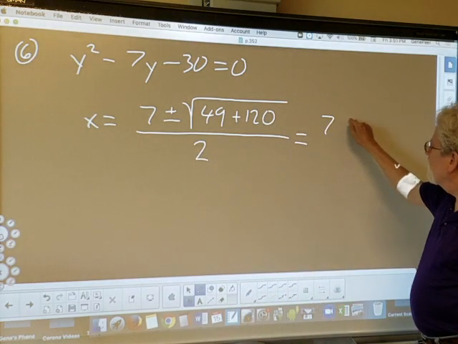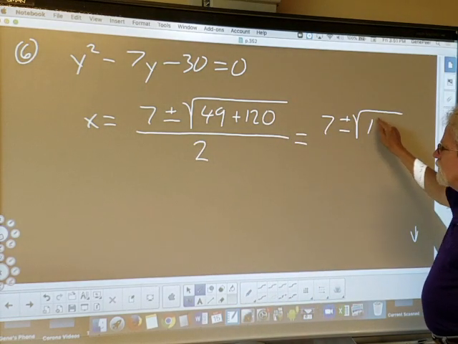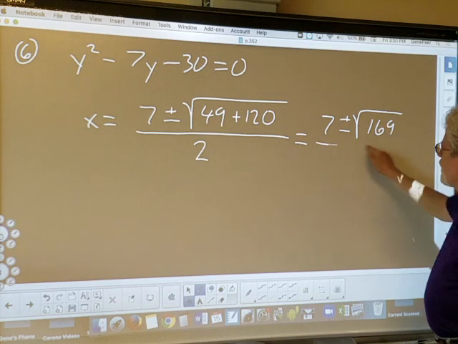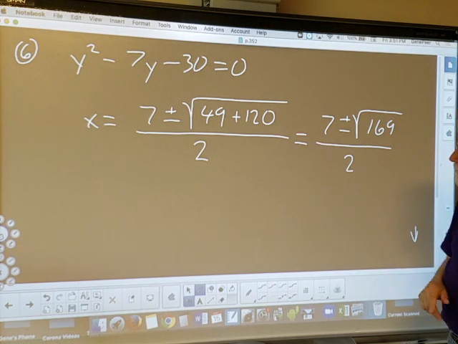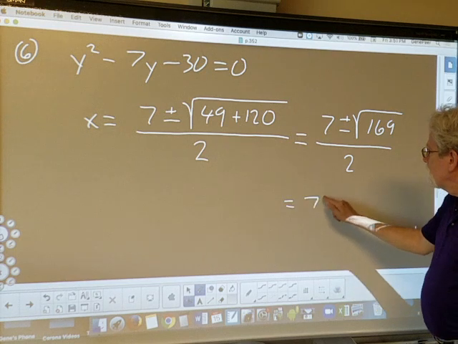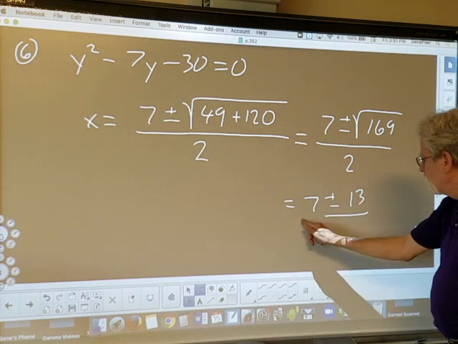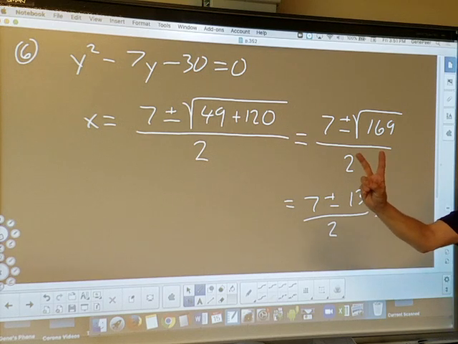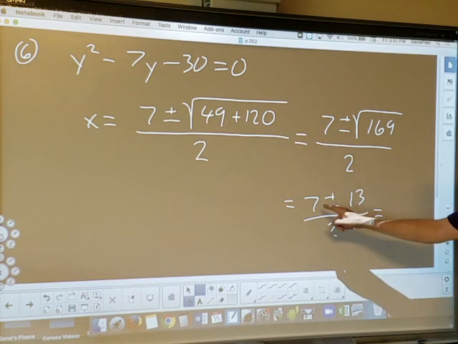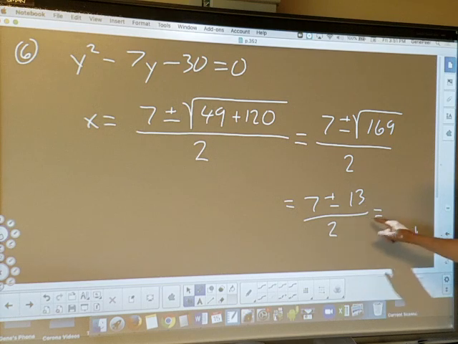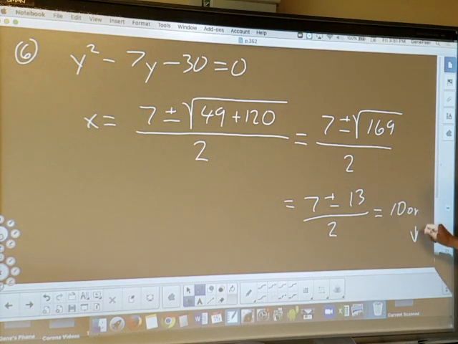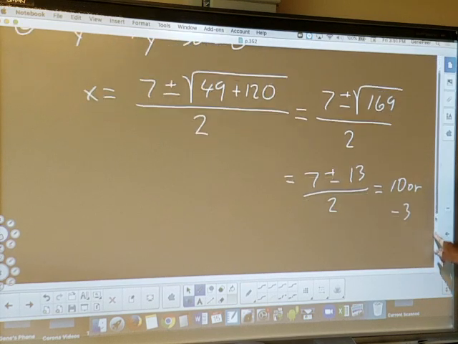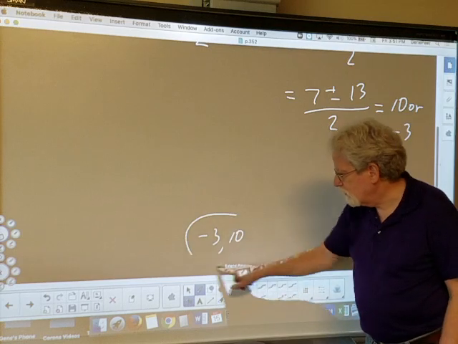Simplifying this, what do we have? 7 plus or minus the square root of 169. Oh, that's convenient because we know the square root of 169. It's 7 plus or minus 13 over 2. Now we figure out our actual final two answers, and we have 7 plus 13 divided by 2 is 10. And we have 7 minus 13 is negative 6 divided by 2 is negative 3. We get 10 and negative 3, sure enough.